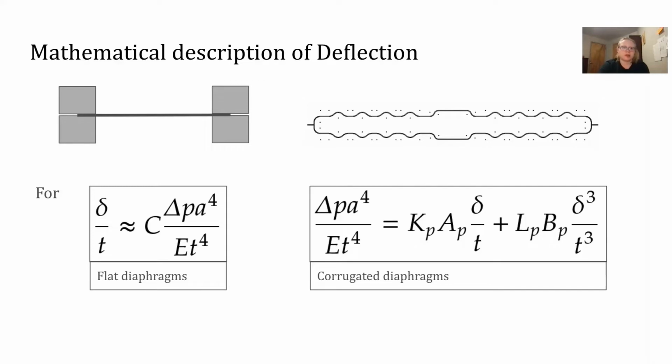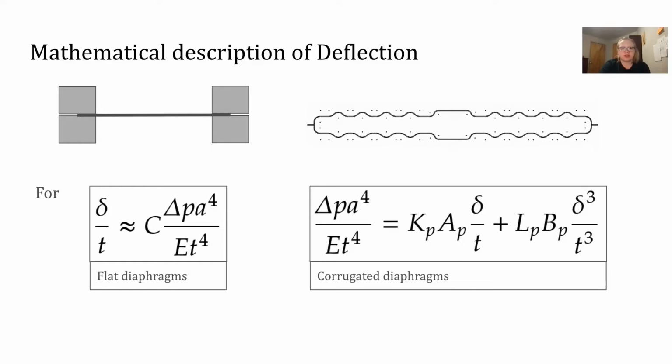To begin discussing the deflection, we will start with the simple case of a flat diaphragm. For flat diaphragms, the deflection is governed by the equation on the left, where A is the radius of the diaphragm, C is a constant based on the boundary conditions, delta P is the pressure difference, T the thickness, and E the Young's modulus. Deflection of a corrugated diaphragm is governed by the equation on the right, where A is the radius of the diaphragm, delta P the pressure difference, T the thickness, and E the Young's modulus. AP, BP, KP, and LP are numeric constants that depend on the geometry of the diaphragm. AP is a dimensionless stiffness constant for small deflections, BP is a dimensionless stiffness constant for large deflections, KP is the bending stiffness constant, and LP is the tension stiffness constant.